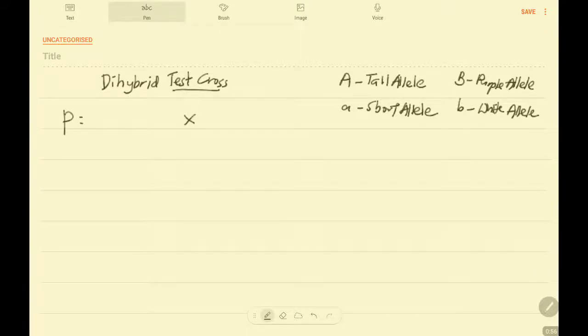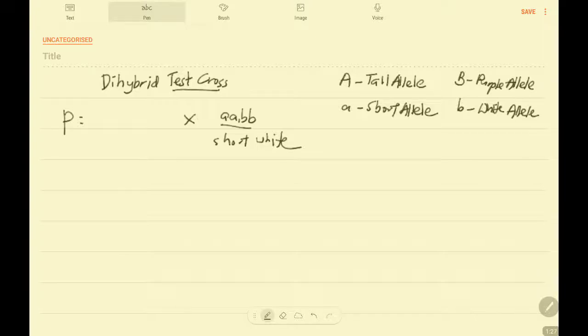A test cross must always cross with homozygous recessive. So the homozygous recessive is small a, small a, small b, small b. Why must we cross with homozygous recessive? Because we know the genotype very well. They only will show the short and white flower when they are homozygous recessive. So this is the one that we want to know, the genotype.